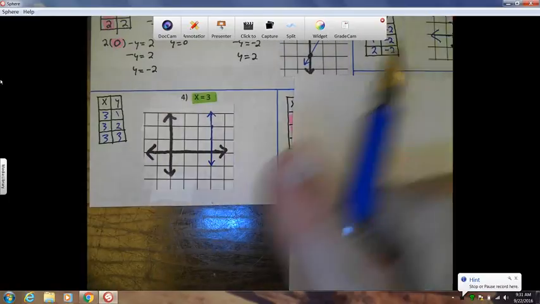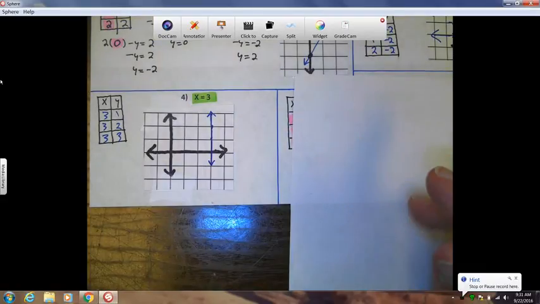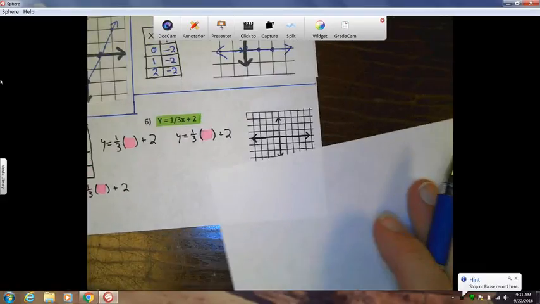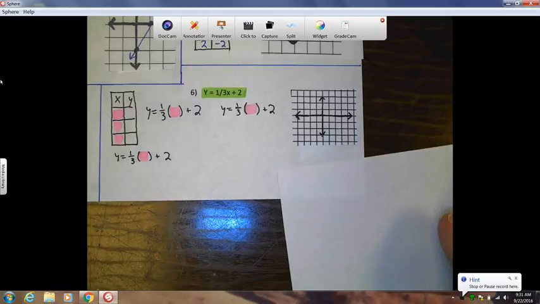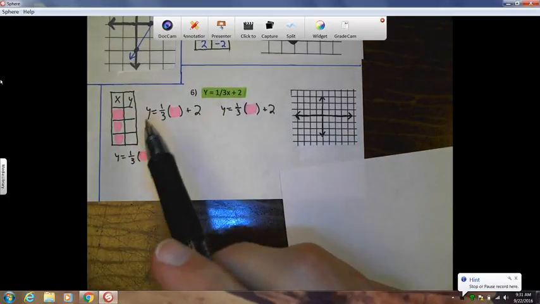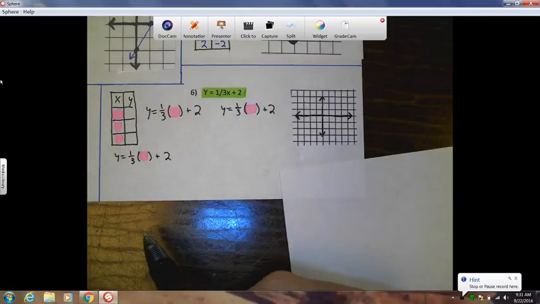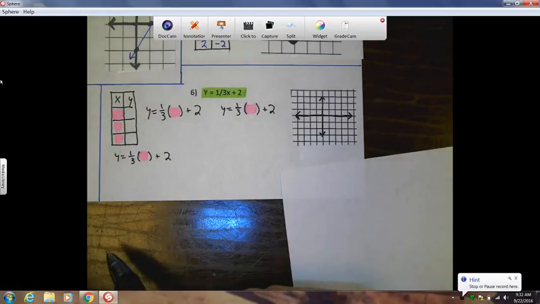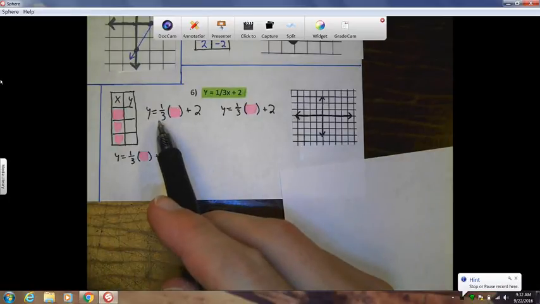Okay, last one. And the reason I want to show you this one is because sometimes you can choose numbers that are helpful. So I have y is equal to 1/3 x plus 2. And so most people are like, well, I don't want to use a fraction. Okay, so whenever I choose my numbers for this, I'm going to choose numbers that when I multiply by 1/3, it'll make it easy to deal with. So I'm going to use negative 3, 0, and 3.